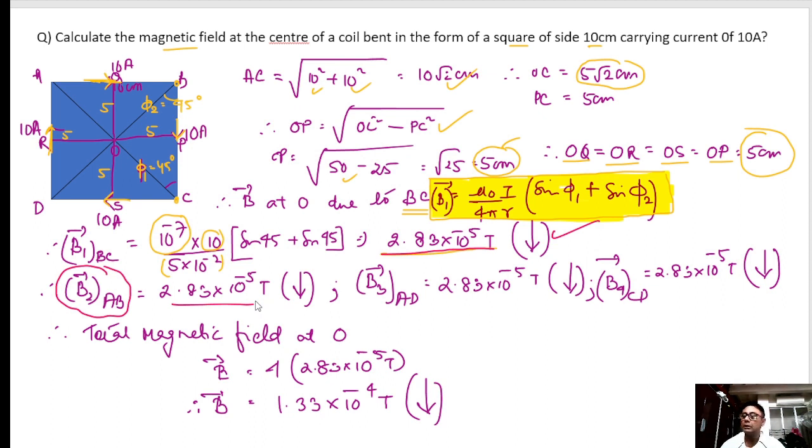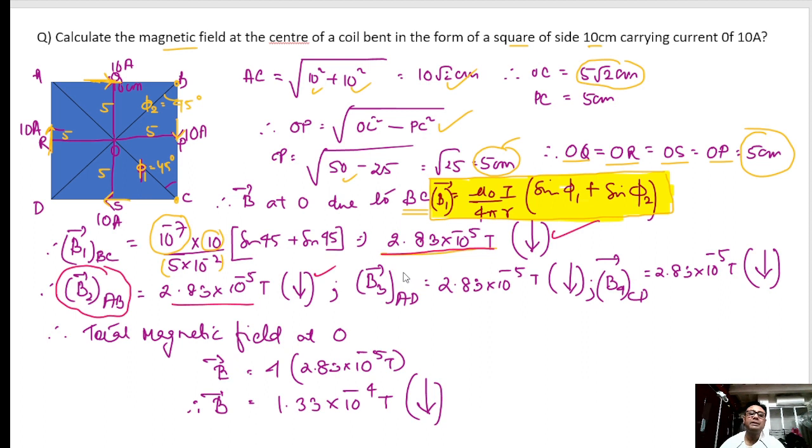No, it is vertically down. It is vertically down because I can't show it to you. So it is like this: the current is going like this, vertically down.